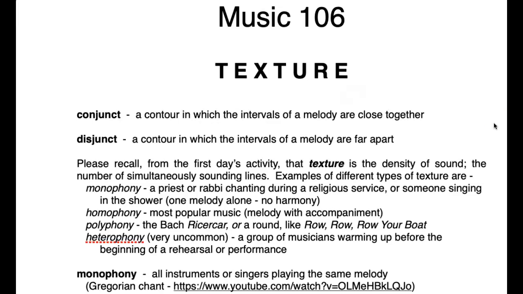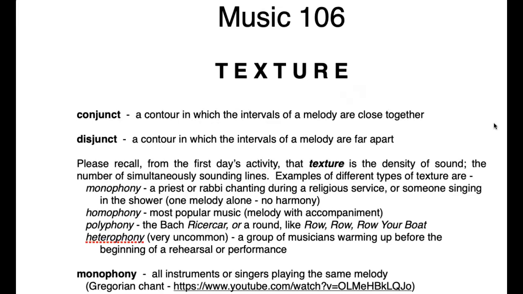To conclude our discussion of that basic element, conjunct is just a contour in which the intervals of a melody are close together. A simple example of that would be, etc. Very nice melody. The notes are close together.